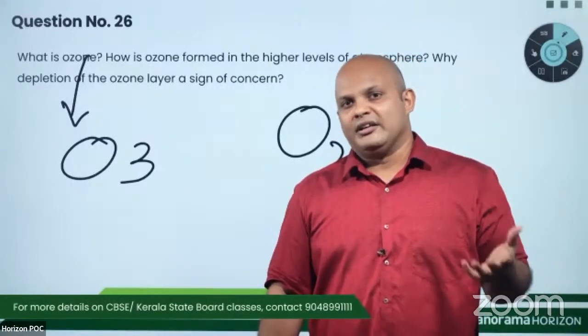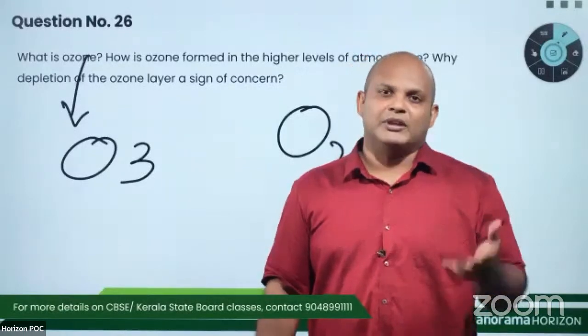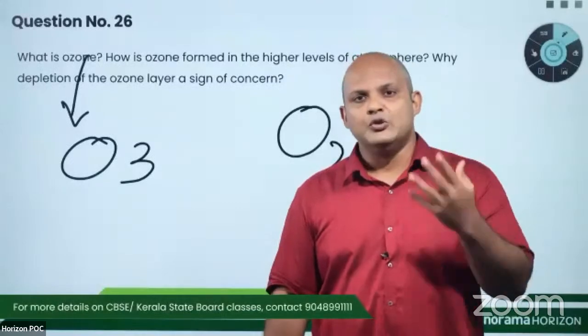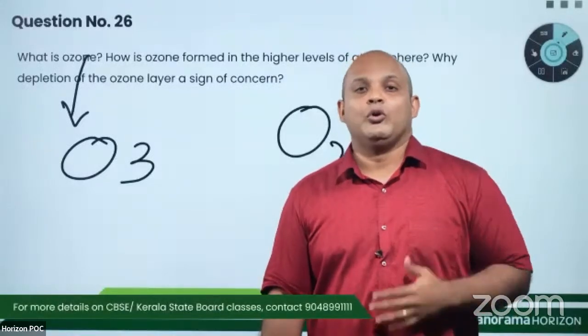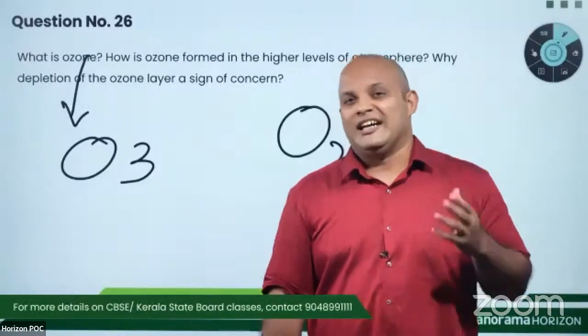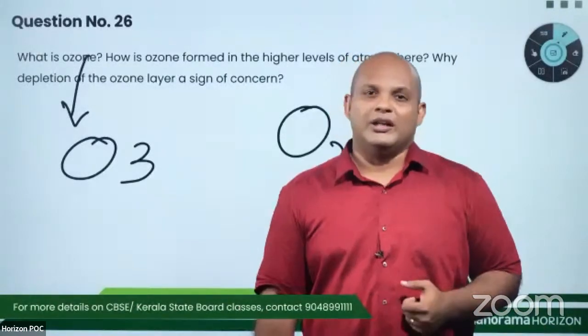The ozone layer is blocking the UV light coming from the sun. It is protecting the earth and the life forms on earth from the harmful UV rays. That is why when the ozone layer starts depleting, that is a cause of concern. We don't want the UV light coming down, and that is what will happen if the ozone layer is lost.